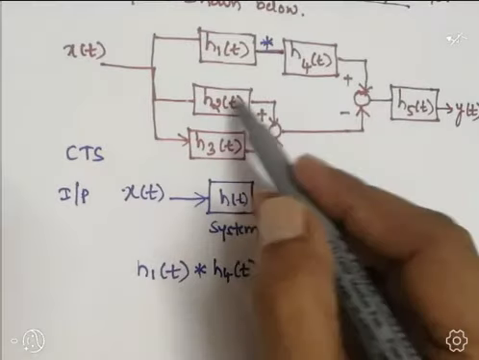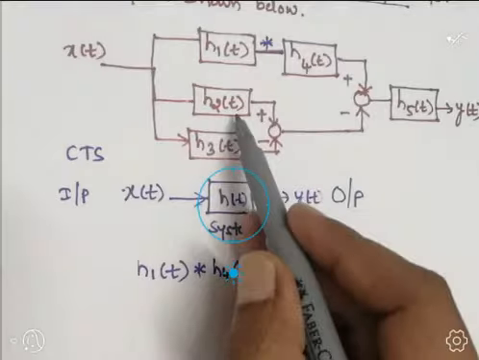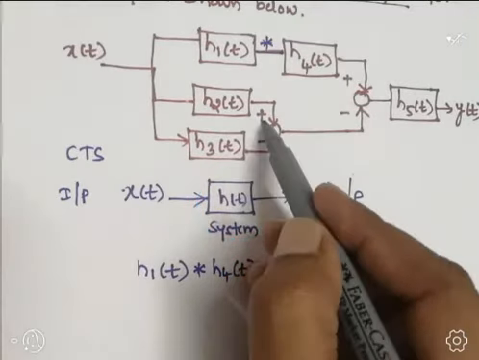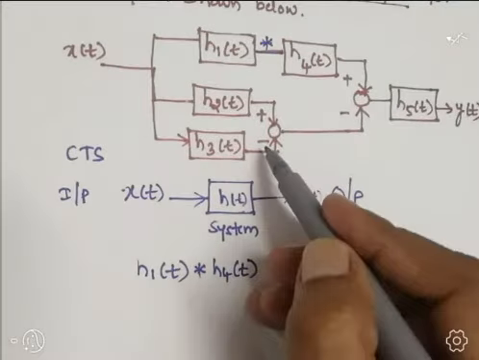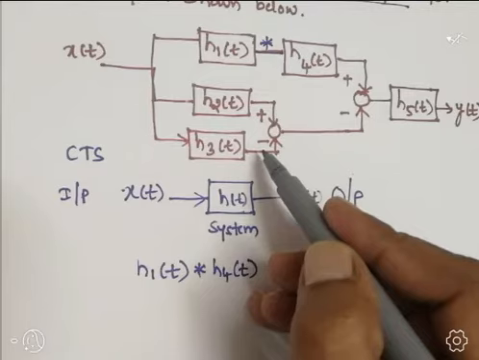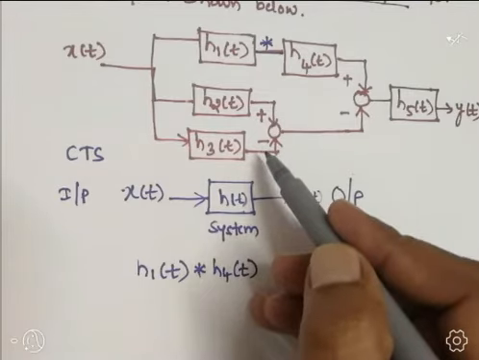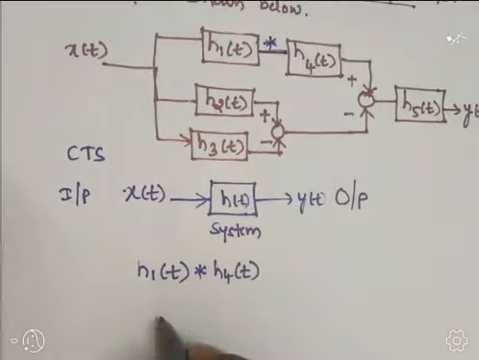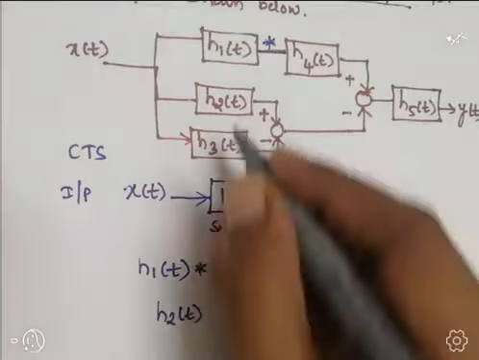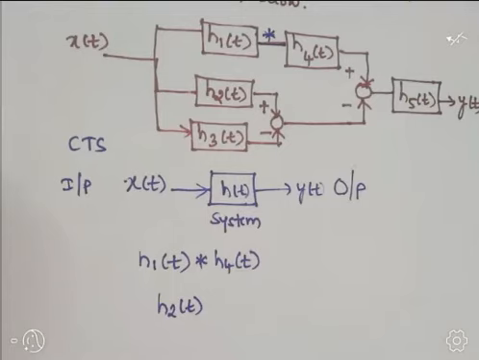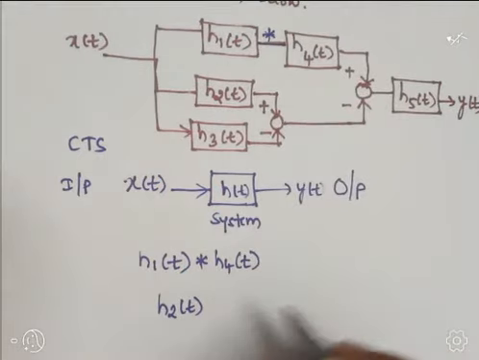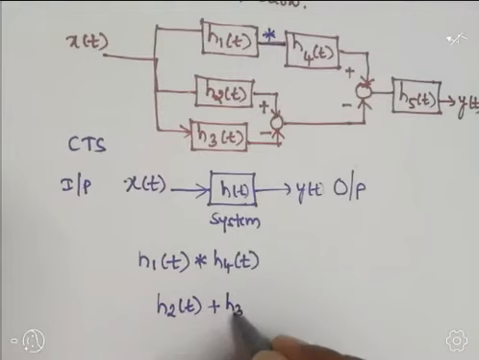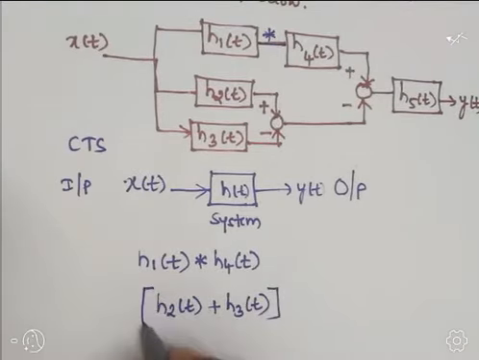Coming to this part between h2 of t and h3 of t: h2 of t has a plus, and h3 of t has a minus. Is it clear? But we have to add these two things. h2 of t is plus and h3 of t is minus, together we are doing addition. Okay, h2 of t and h3 of t we have to add. This one we simplified.